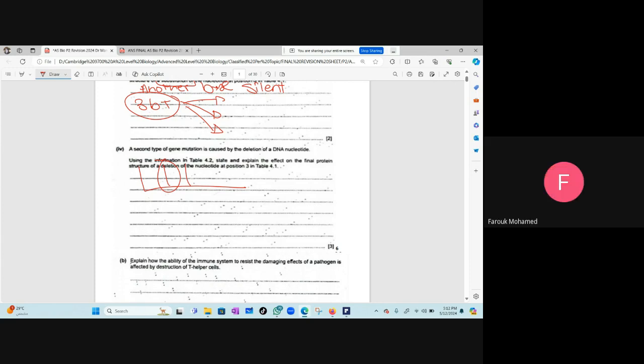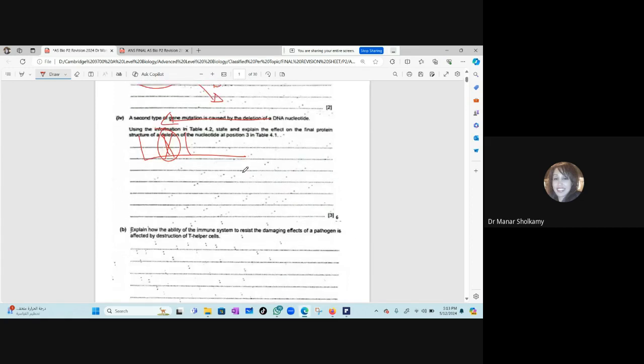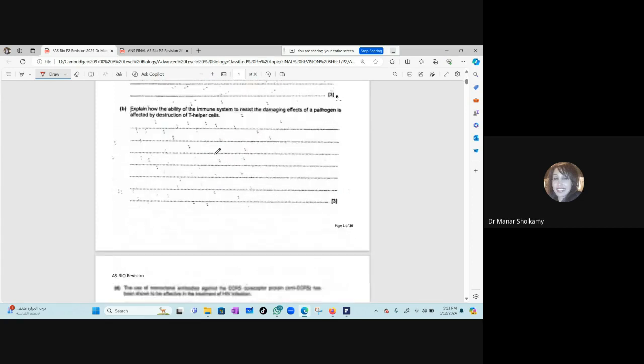Frame shift. Why is it called frame shift? Because when you remove a base, all the other bases will move to the left. They will all be shifted to the left, and the mutation is going to affect the sequence of bases from the point of mutation onwards, and all the amino acids that will come after the mutation will be altered, and the final protein will be altered. This has a drastic effect. Okay, so we revised all types of mutation in those two questions.